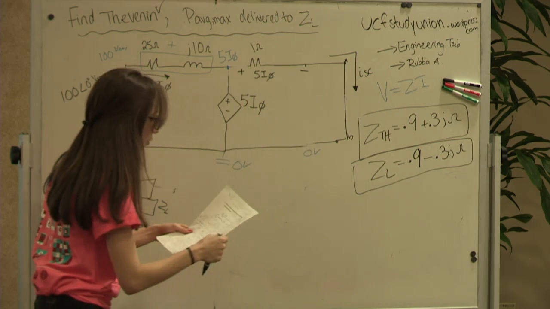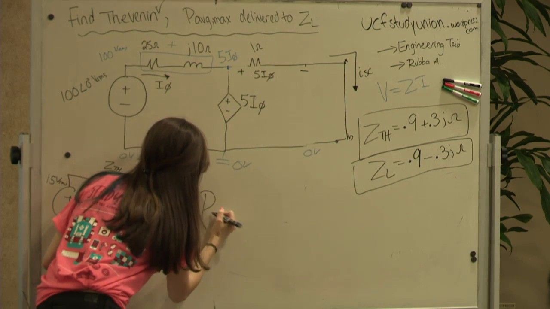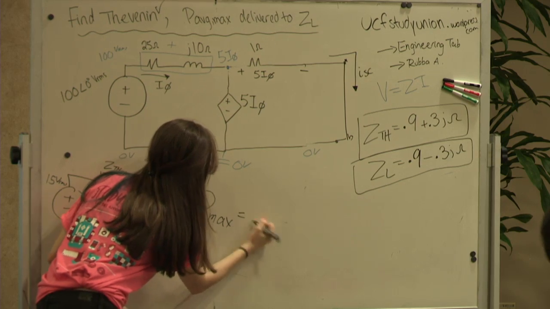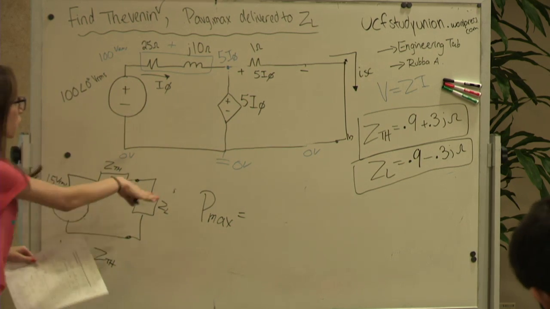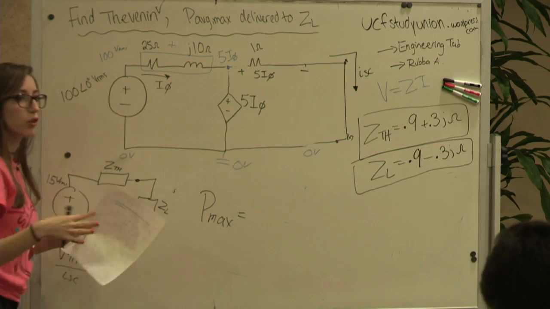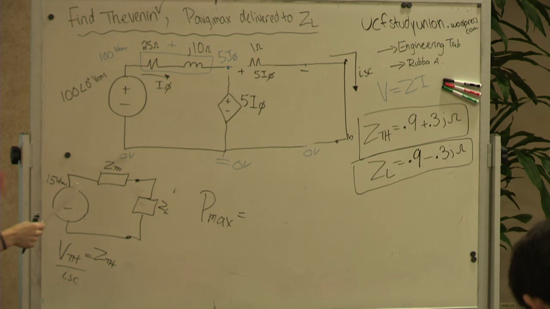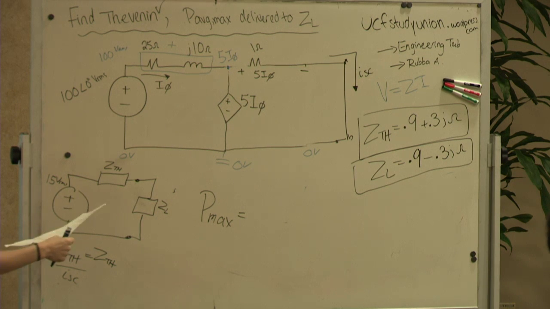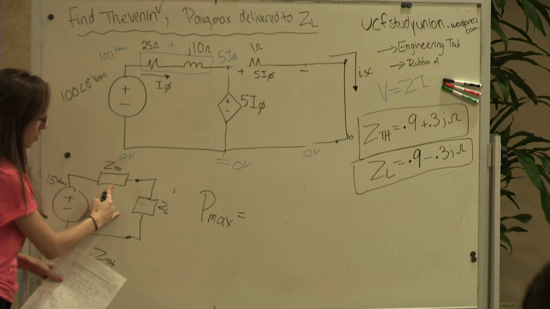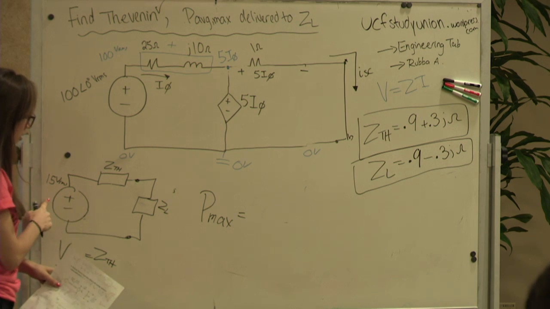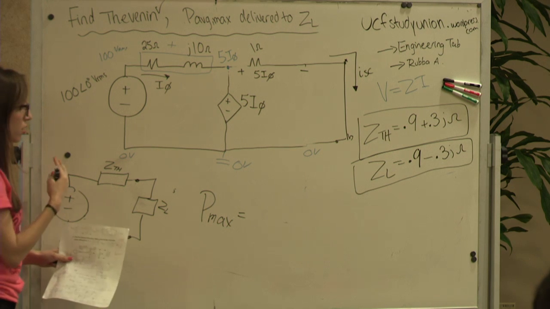Okay, so finding P max. We're not finding average yet. We're finding just P max overall. It can have imaginary numbers in it. That's fine. So we have two impedances in series with each other, in series with a voltage source.